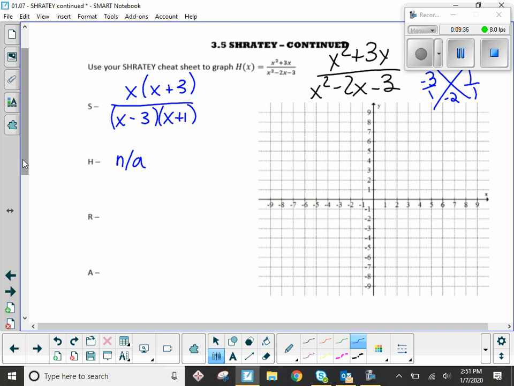So the R section is for roots. What does it say right next to the word roots? Tell me out loud. Solution to the top. Top of what? Do you think? Top of the fraction. It means the numerator. Okay. So to find the roots for the graph, you're finding the solution to the top, or the numerator.